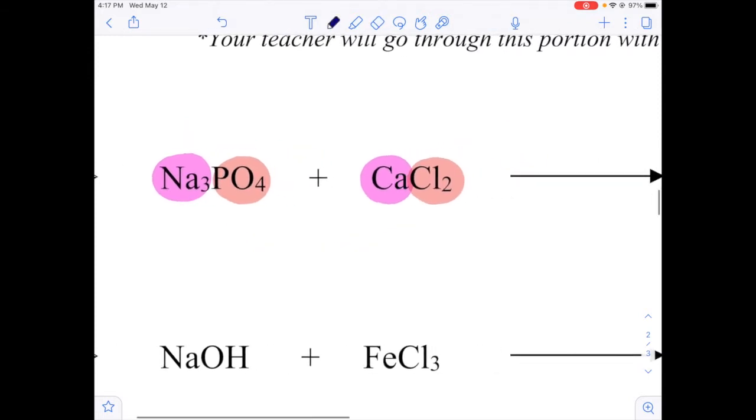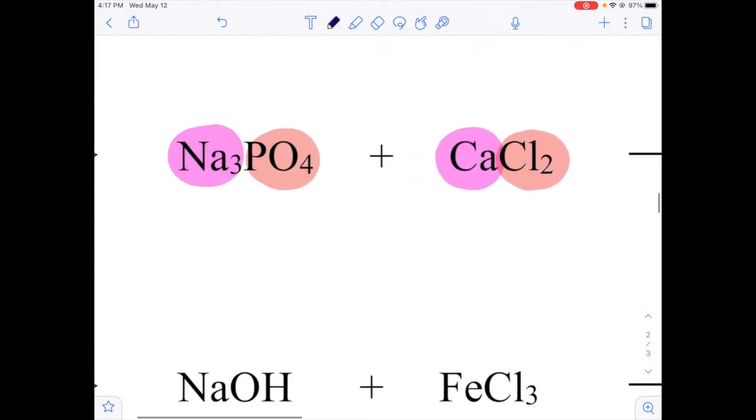In order to understand that, we need to look at our charges. So you can use your periodic table. I trust everyone knows how to do that by now. To look up the charge on sodium, sodium is +1. The charge on phosphate, polyatomic ion, is -3. The charge on calcium is +2. And the charge on a chloride ion is -1.